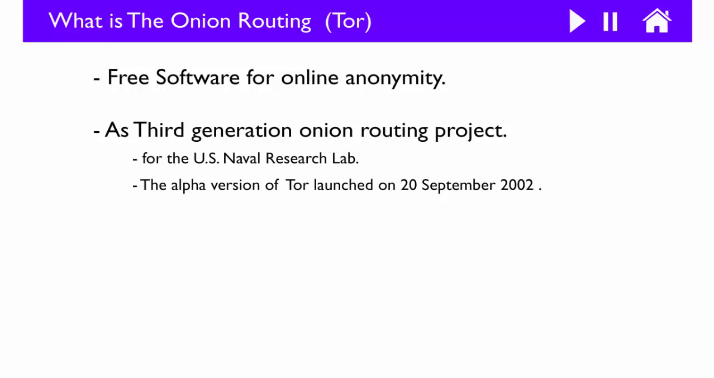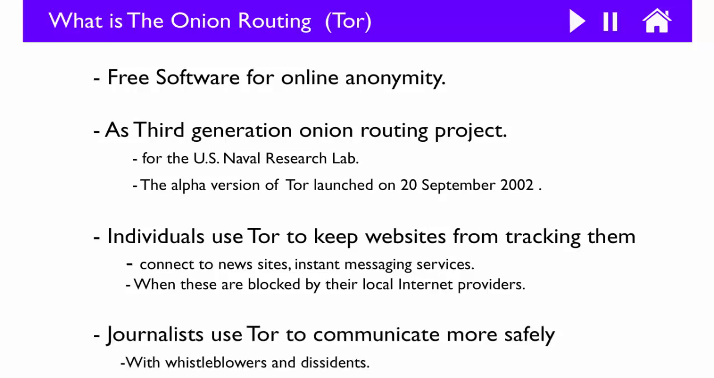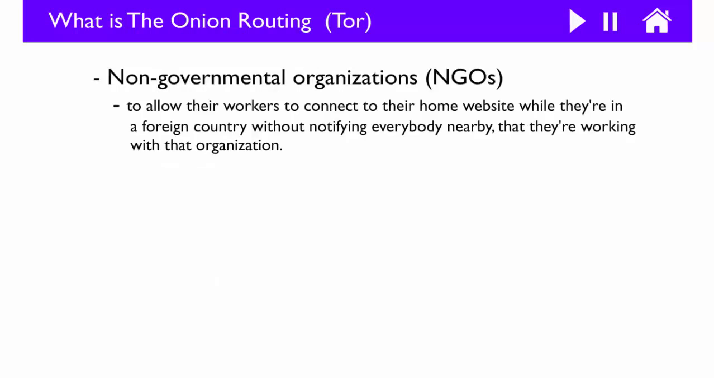Individuals use Tor to keep websites from tracking them and their family members, or to connect to news sites and instant messaging services when these are blocked by their local internet providers. Journalists use Tor to communicate more safely with whistleblowers and dissidents. NGOs use Tor to allow their workers to connect to their home website while they're in a foreign country, without notifying everybody nearby that they're working with that organization.